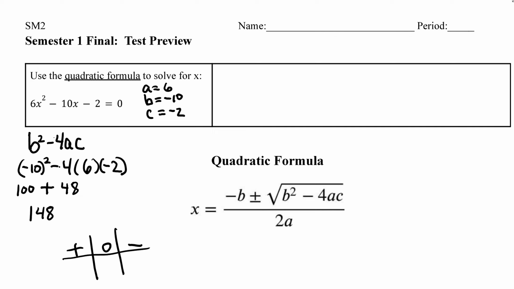Now remember that you could have a positive, you could have 0, or you could have a negative for your discriminant. If you have positive, you're going to get 2 real solutions, if 0, you're going to get 1 real solution, and if it's negative, you're going to get 2 non-real solutions. And so in this case, we know we're going to get 2 real solutions.